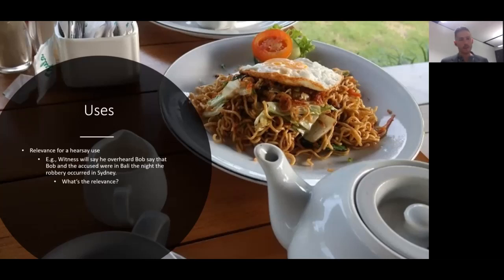But that, as we'll talk about in a second, depends on that statement about them being in Bali being true. Because if it's false, then it's irrelevant, right? It depends on where they actually are, if they actually were there. So the relevance there seems to be tied up in the truth of the statement.